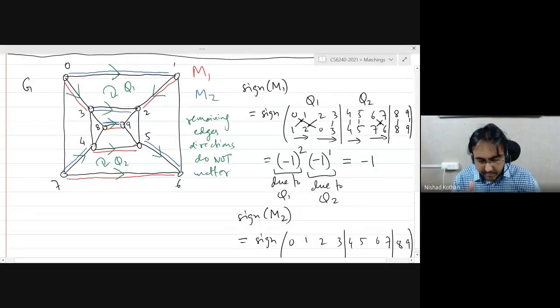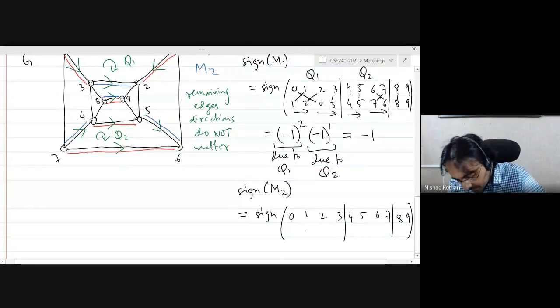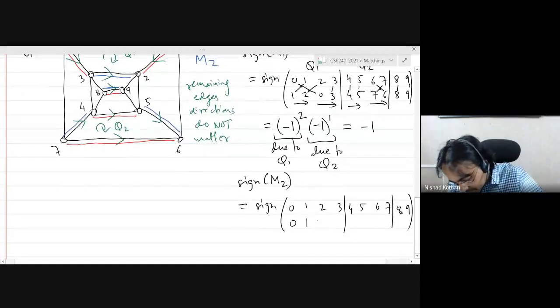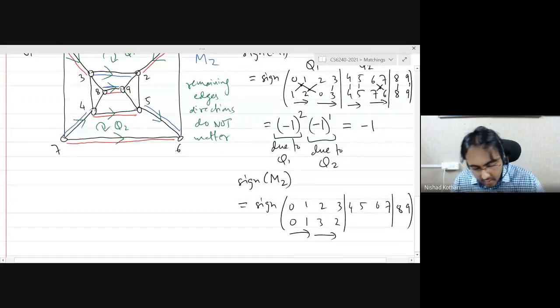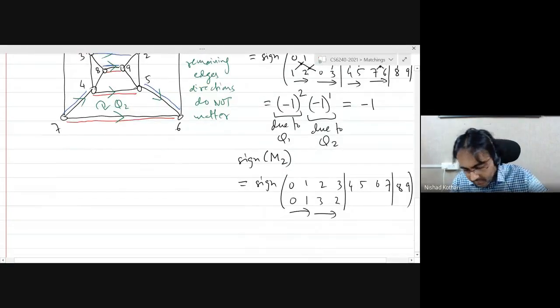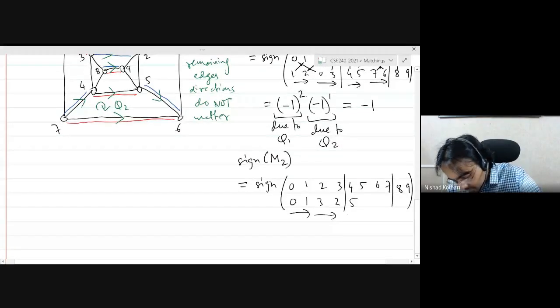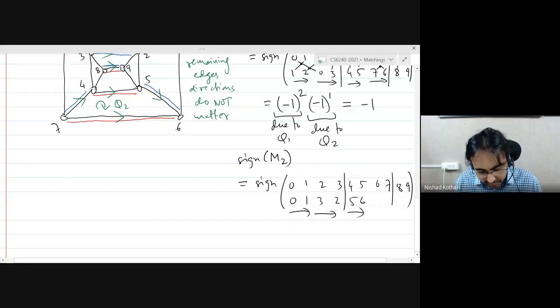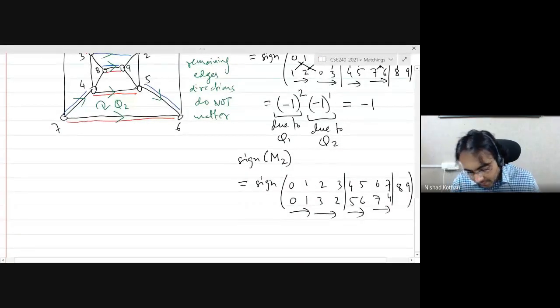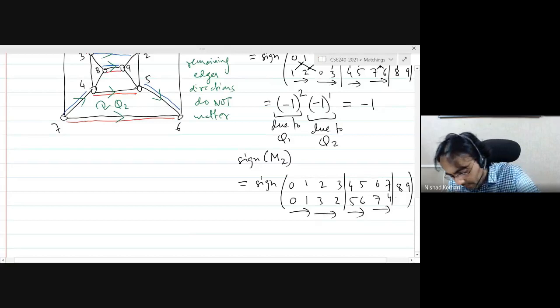And let's look at the second perfect matching. So the blue one, it has the edge 0, 1 directed from 0 to 1. It has the edge 3, 2 directed from 3 to 2, right? It has the edge 5, 6 going from 5 to 6. 4, 7 going from 7 to 4. And it has the edge 8, 9 going from 8 to 9, right?